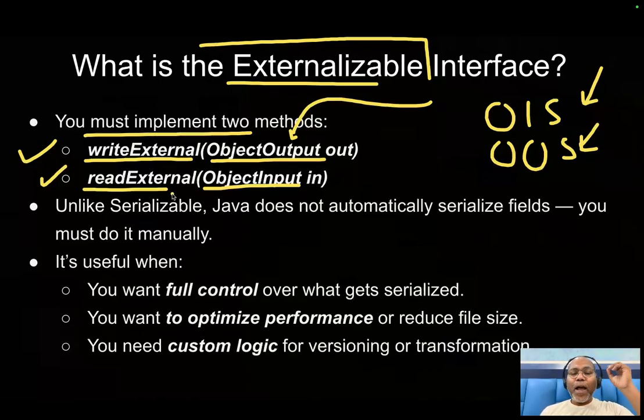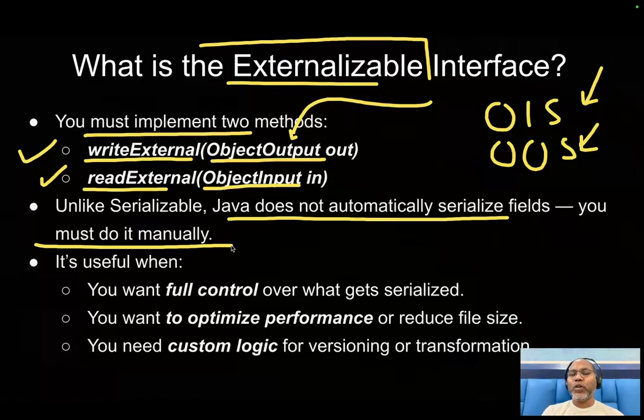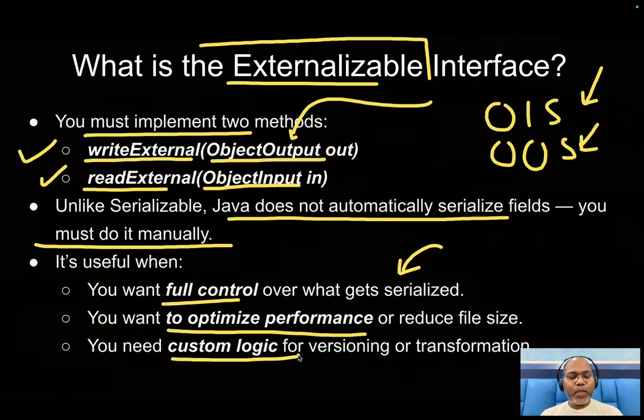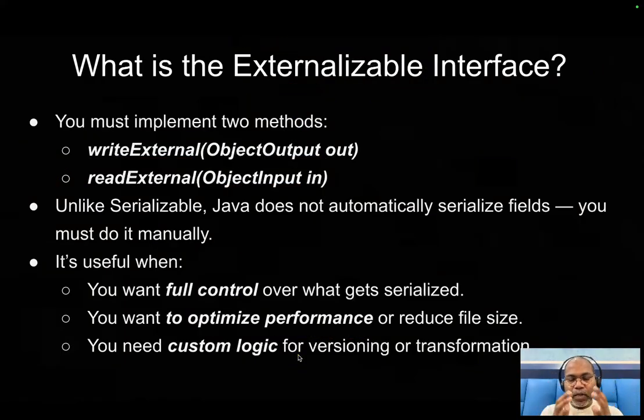Okay, unlike serialization, Java does not automatically serialize the fields here. The automatic serialization process is not there. Now it is your responsibility to do manually whatever you want. So the Externalizable interface gives us full control over what gets serialized. And you can optimize performance, add custom logic, versioning, transformation, whatever you want. You have full control over the serialization and deserialization process.